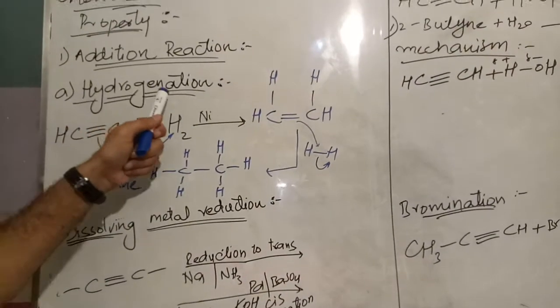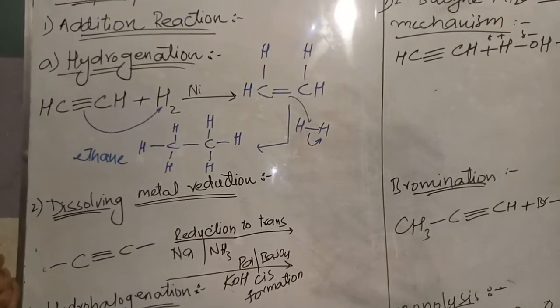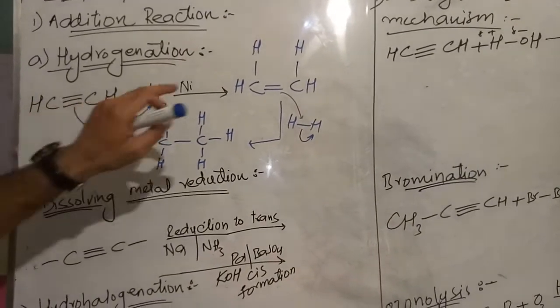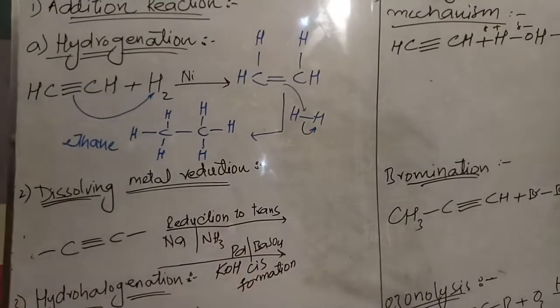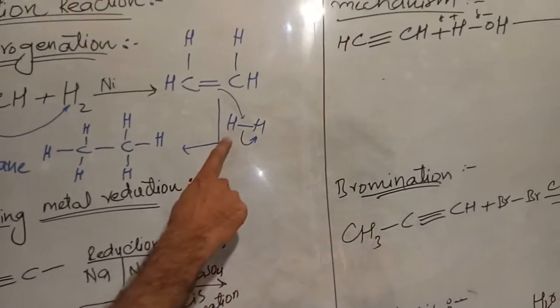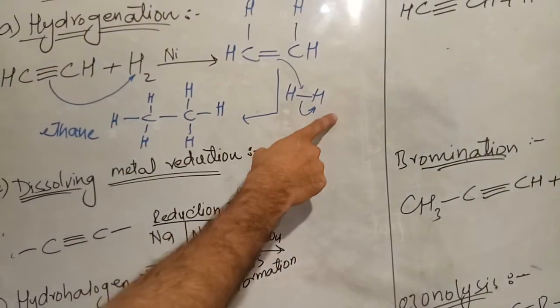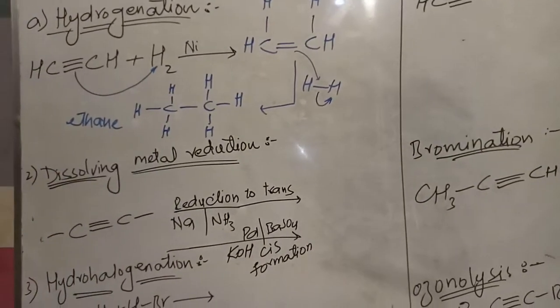I repeat this reaction. This is simple hydrogenation in which we add hydrogen to our alkyne. In our first step, we add hydrogen by breaking this pi bond, one hydrogen attached at this carbon, one hydrogen attached at this carbon. Now again hydrogenation, again the pi bond will break, and this hydrogen will be placed at this point, this hydrogen at this point. As a result, our final product will be ethane.